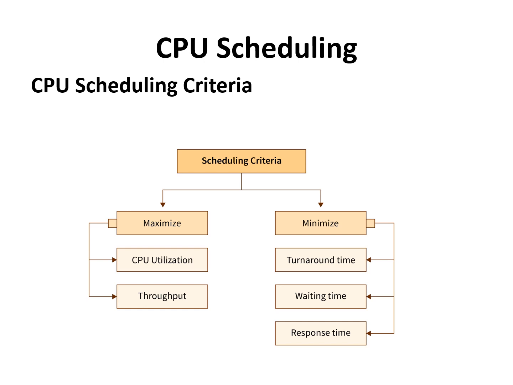And also response time, which is when the CPU responds to your process. That is very important, so here we try to minimize that too. So these are the CPU scheduling criteria: maximize and minimize. In maximize, we have to maximize the CPU utilization and the throughput. And in the minimize part, we have to minimize the turnaround time, waiting time, and response time.